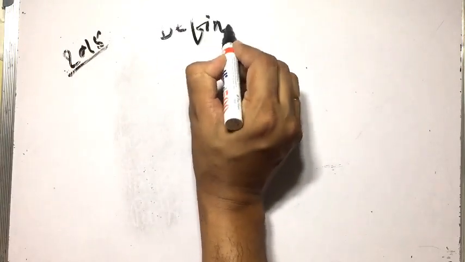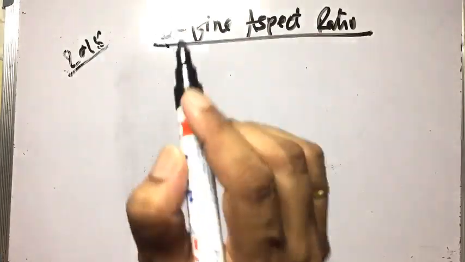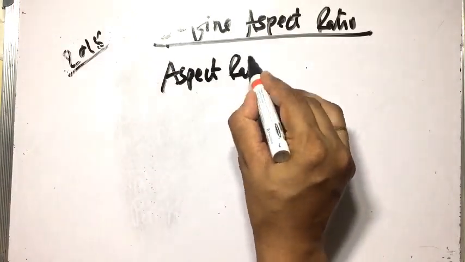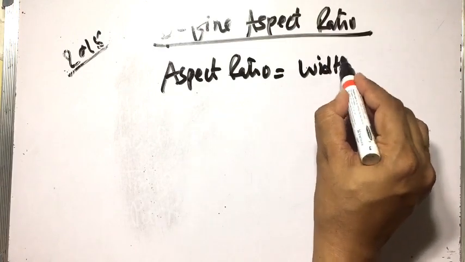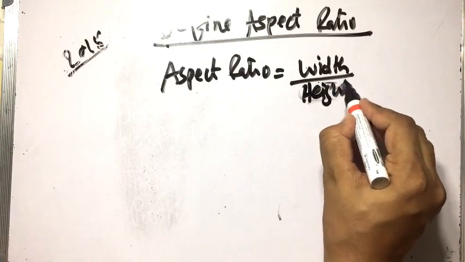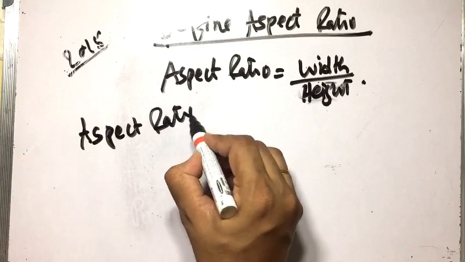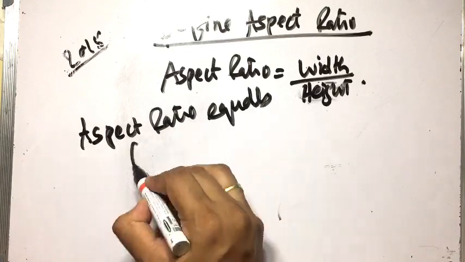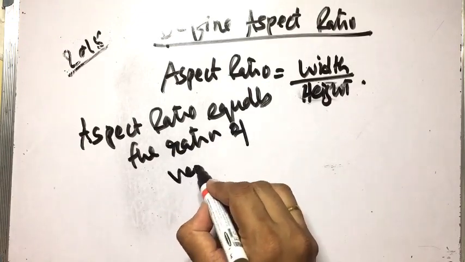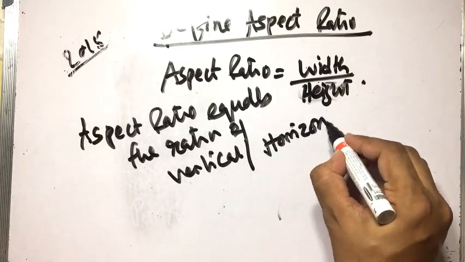Define aspect ratio. Aspect ratio is equal to width versus height. Aspect ratio equals the ratio of vertical by horizontal pixel.